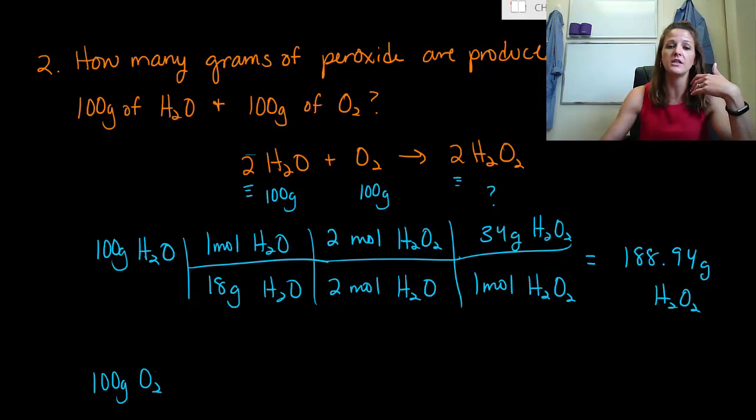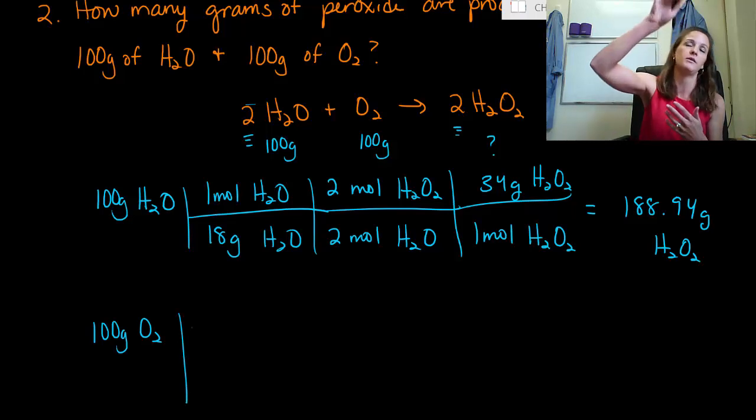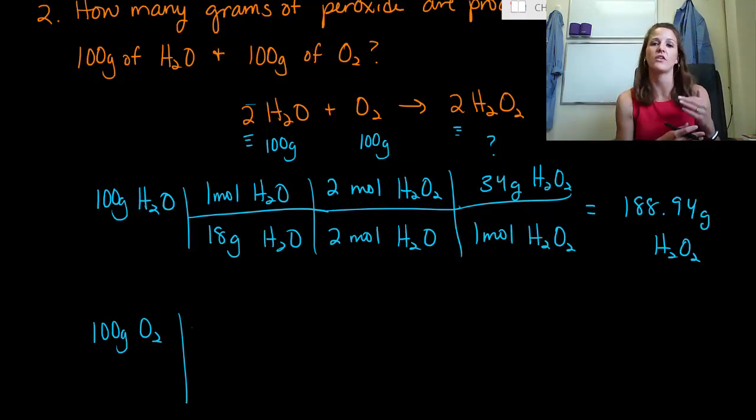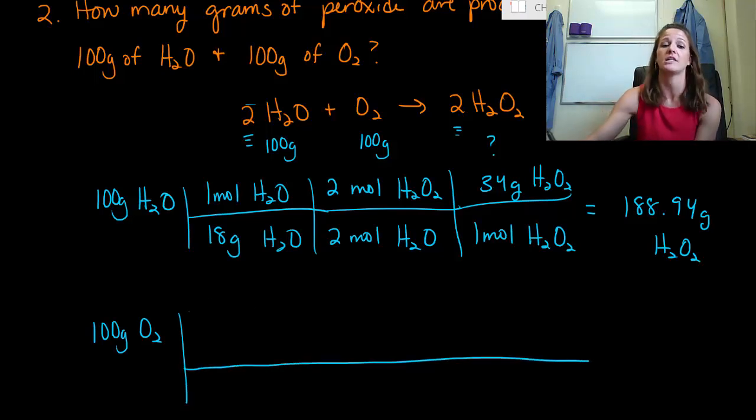So remember, when you're doing a limiting reagent problem, you're looking for the smallest amount of product, okay? It doesn't matter if you can make 1 billion grams of peroxide if the other reagent can only make 1, okay? So that's what we're trying to figure out. So we literally are going to do the exact same thing, but with oxygen now.